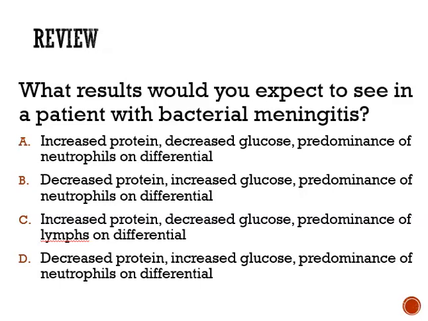So bacterial, and again, the combination of all of these results together is how we're going to differentiate between bacterial, viral, tubercular, etc. So with bacterial, you're going to see increased protein, decreased glucose, a predominance of neutrophils on the differential, and then all cases would have an increased white cell count.